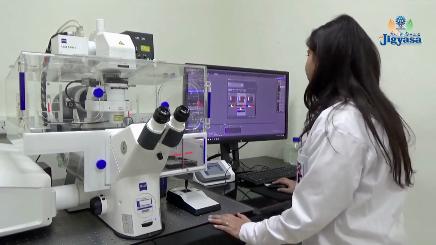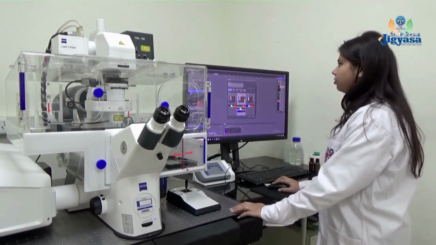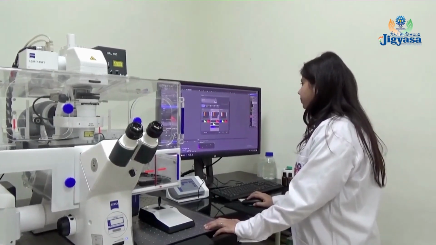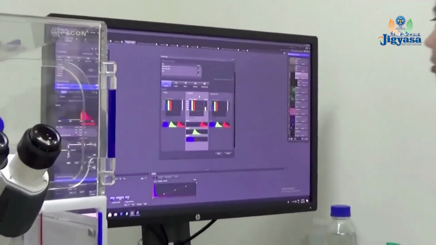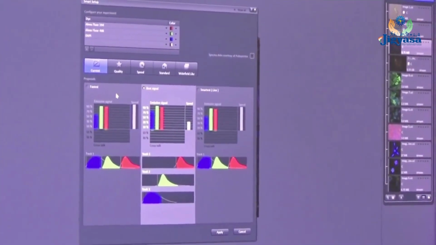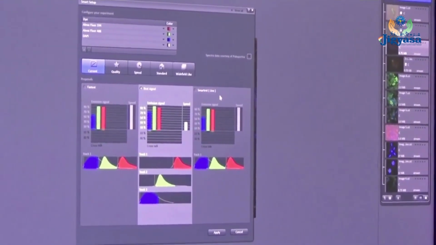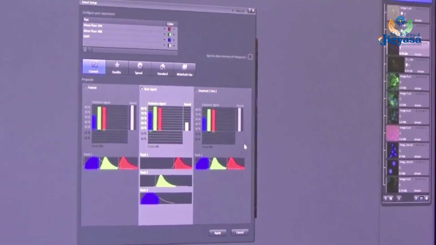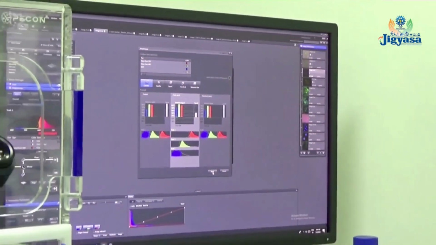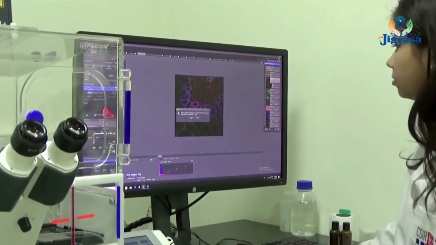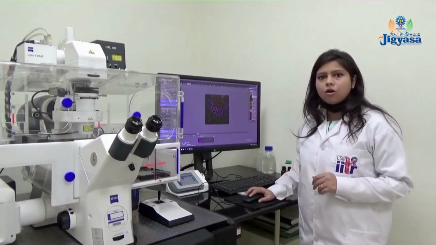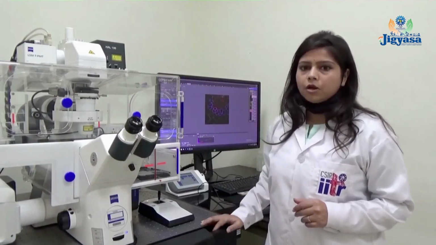In this slide, we use the Alexa 594, Alexa 488 and the DAPI channel, and use the best signal because there is no bleed through. In the fastest mode, there are chances of bleed through. In the smartest mode, we get bright images. So we choose the best signals and apply these. This is how we capture the image by using this confocal microscope.